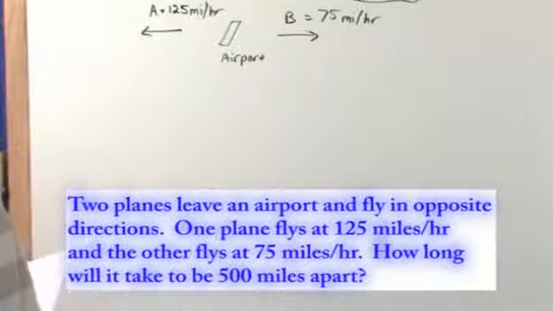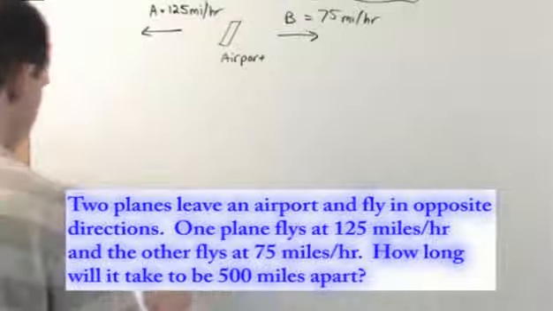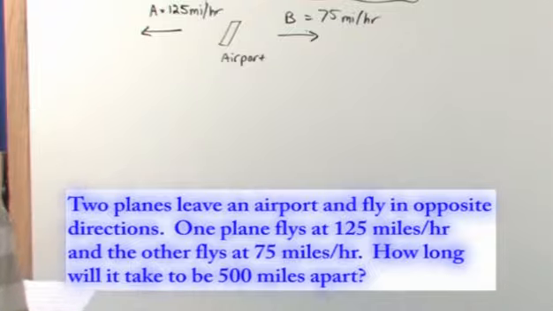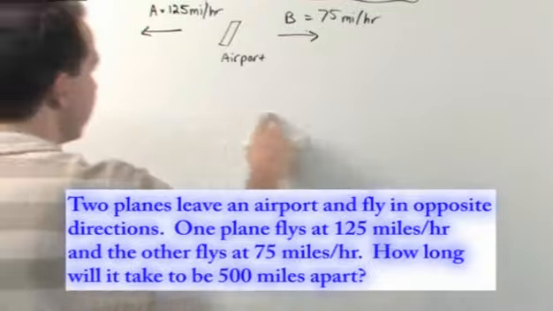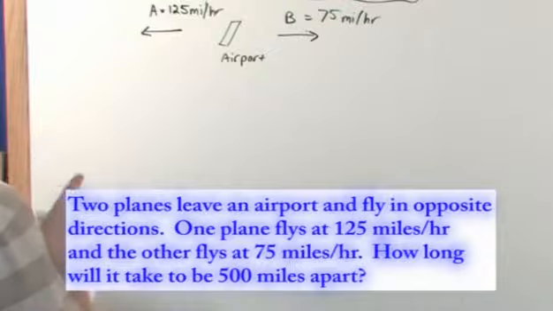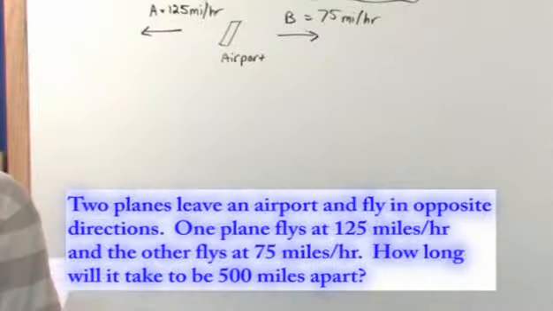So what we want to do is figure out how long it takes them to travel this far. We know we're going to involve time, and we want to write an equation that involves how far apart they've traveled, because it says in the very last sentence, how long will it take to be 500 miles apart? So they're going to be 500 miles apart.